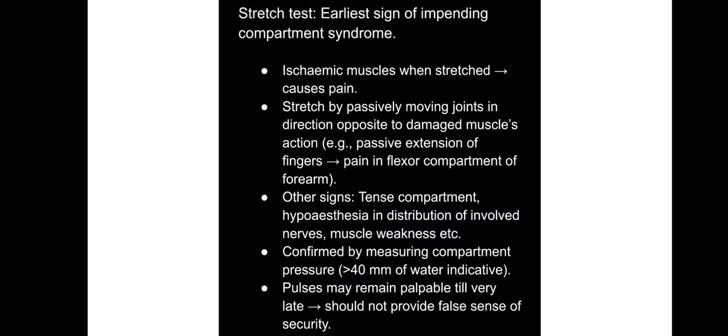Now there is one test which can diagnose compartment syndrome, that is the stretch test. It is the earliest sign of impending compartment syndrome. Ischemic muscles cause pain when stretched. Stretch by passively moving joints in the direction opposite to the damaged muscle action. For example, passive extension of the fingers results in pain in the flexor compartment of the forearm. Other signs are a tense compartment, increased pressure in the compartment, hypoesthesia in the distribution of the involved nerve, and muscle weakness. Right, there will be hypoesthesia, a decrease in sensation, and there will be muscle weakness.